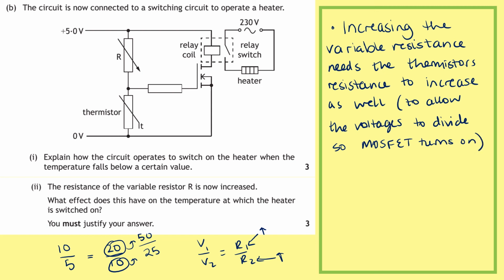Our last sentence we need to say is what's going to happen to the temperature at which the heater is switched on. If we start at a higher resistance, then it's actually a lower temperature that we're going to need. So this needs the temperature to decrease.